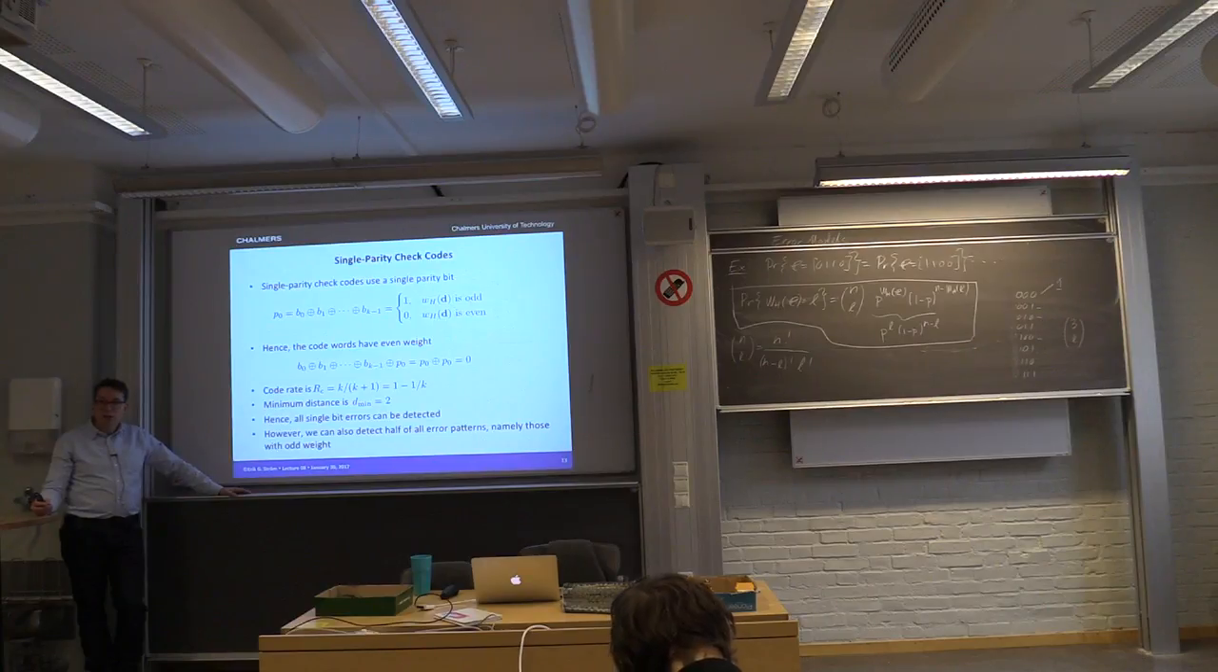However, we can actually detect many more error patterns, namely those that have an odd weight. So if we flip an odd number of positions, then we will be able to detect those errors. So even with a single parity bit, we can detect half of all possible error patterns. So it's actually not so bad. And we can detect all single errors. However, double errors, we're screwed. And all error patterns with an even number of 1s in them, we're also screwed.